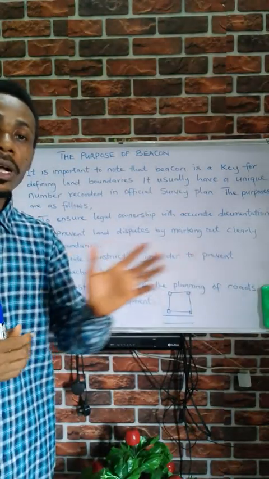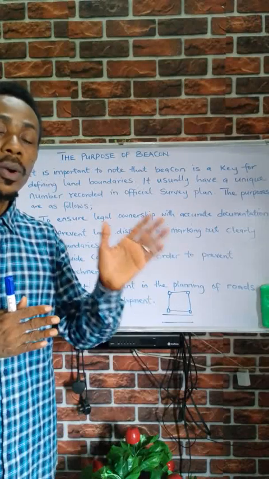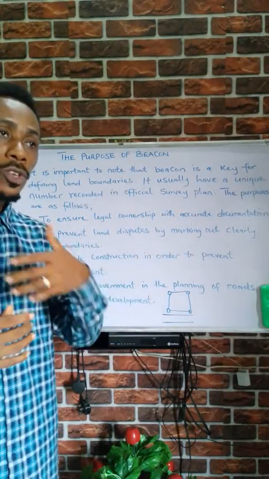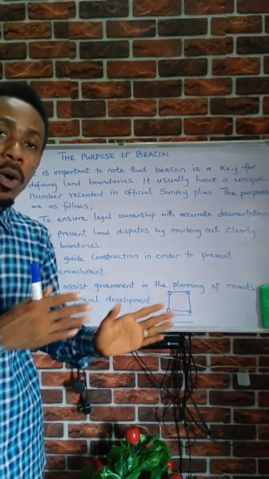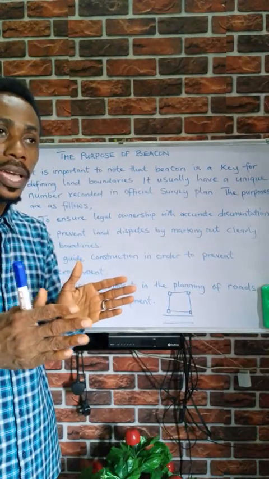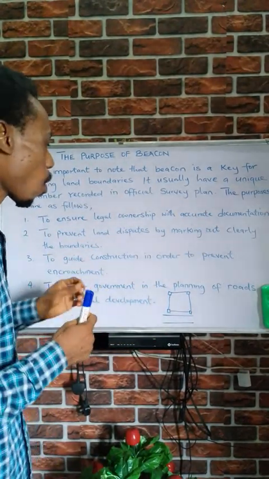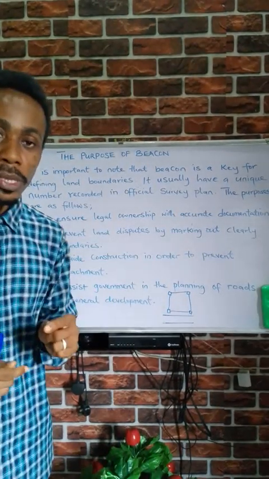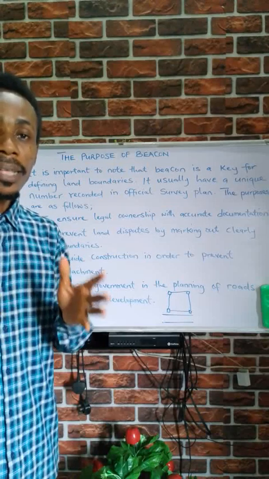You can have your groundwater facilities, electrical fittings, wirings underground, and your water utility pipes and all of that. The beacon will help to give that required offset, and it will also help to coordinate all of that. So that is why beacons are very, very important in terms of defining the boundaries of our land.